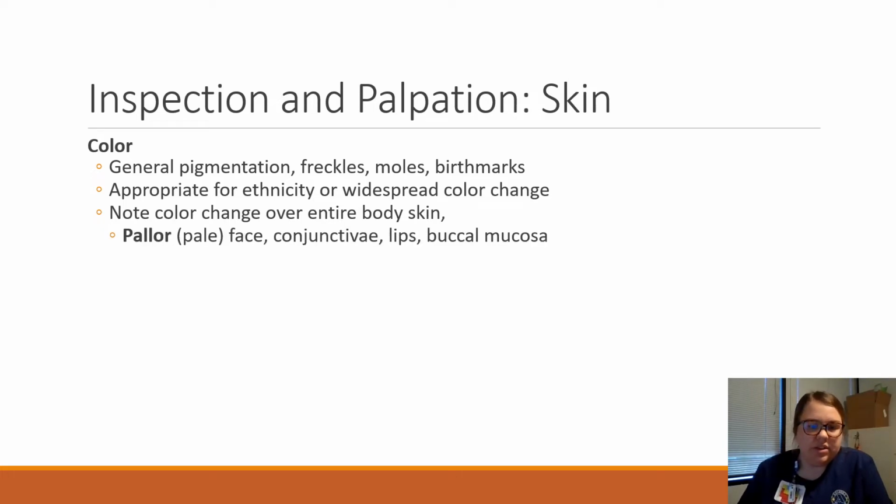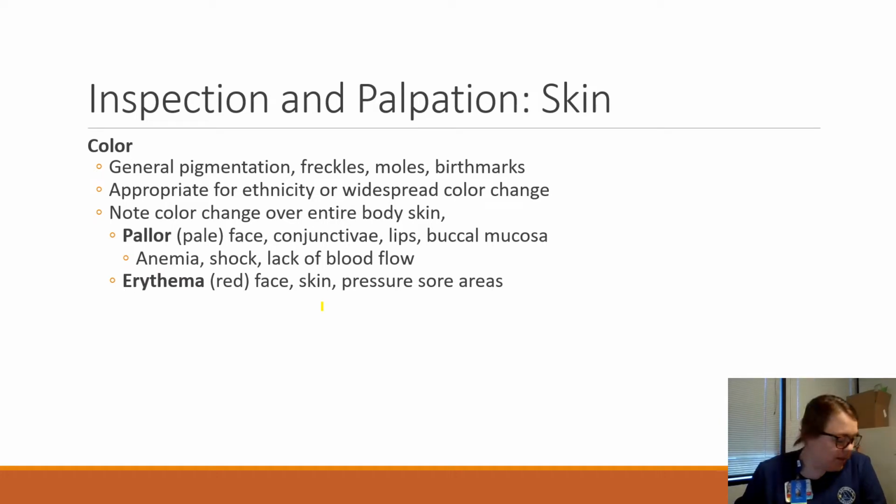So paler. This is pale. You could see it in the face, the conjunctiva, the lips, the buccal mucosa. In a patient who is dark skinned, the most ideal place to look to see the difference in their skin tone, if they're paler or cyanotic, is going to be the conjunctiva or the mucous membranes. Those are the best spots. So what could cause someone being paler? Could be anemia, could be from shock, lack of blood flow.